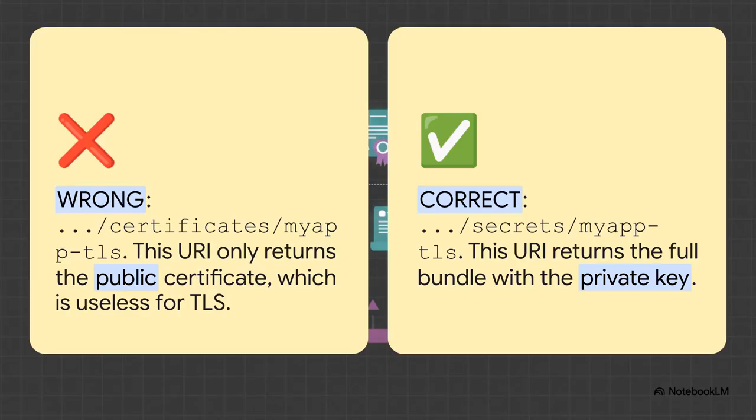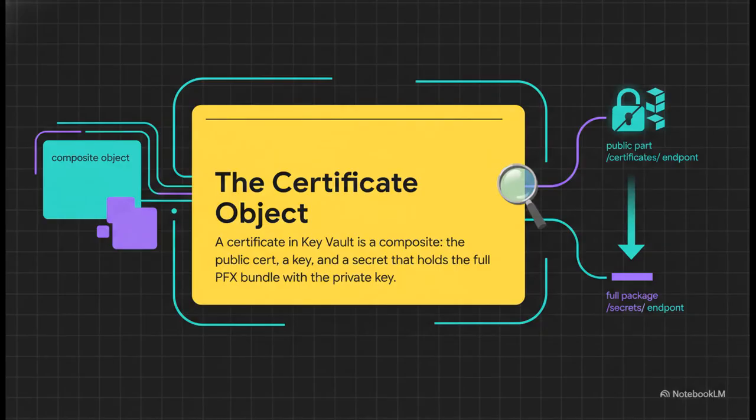Well, the fix is so simple, but it's totally not obvious. You're probably using the URI from the certificates section of Key Vault. But, and this is the key, for any service that needs to actually decrypt traffic for TLS, you have to use the URI that points to the secrets endpoint. It's just one word difference, but it changes absolutely everything. So here's why that matters.